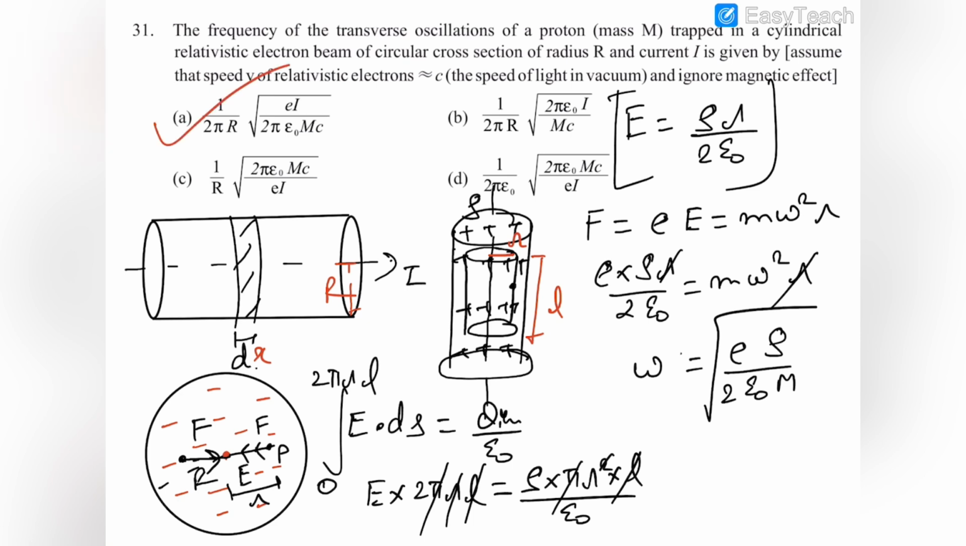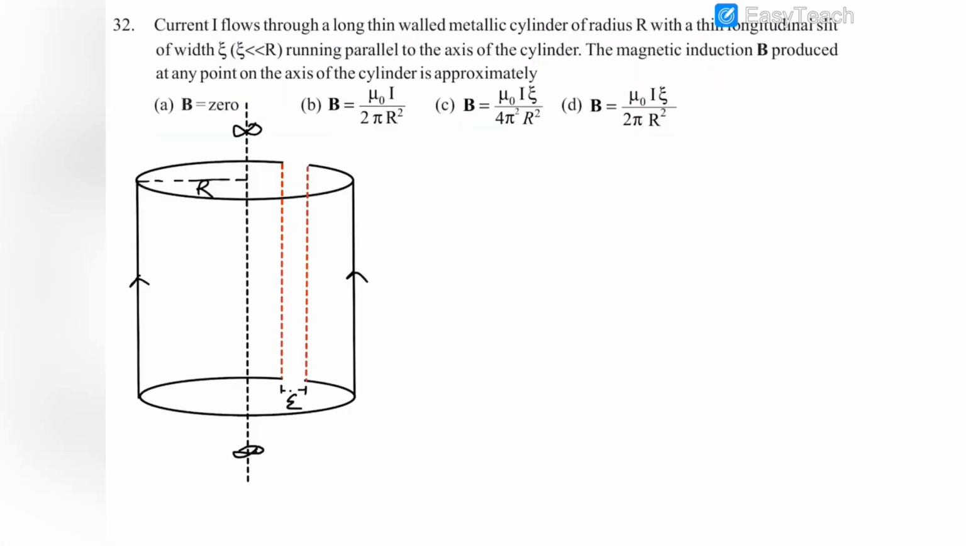Now we move on to the next question. In this question, you can see that there is a cylindrical metallic conductor which is hollow, and the current is flowing through its surface only.